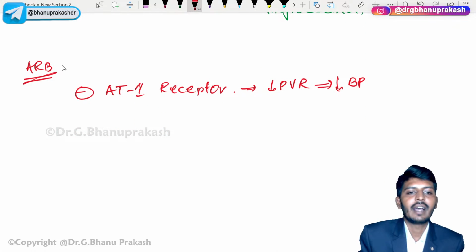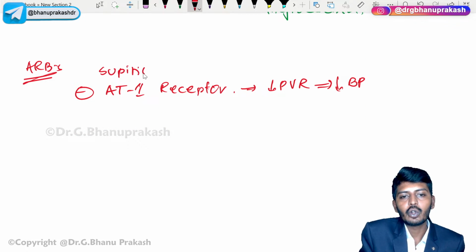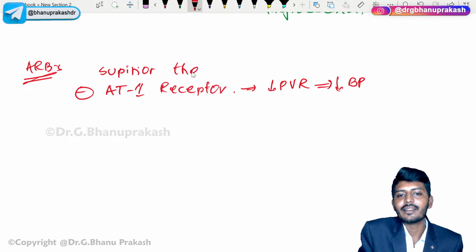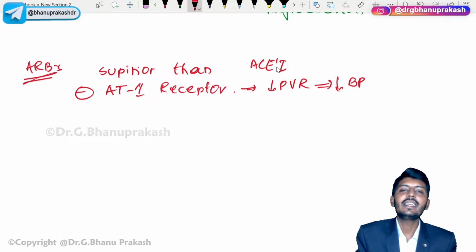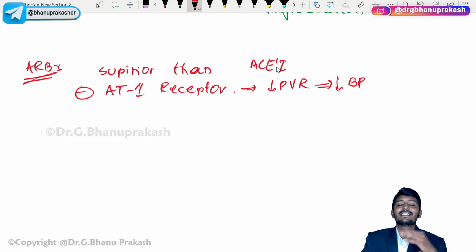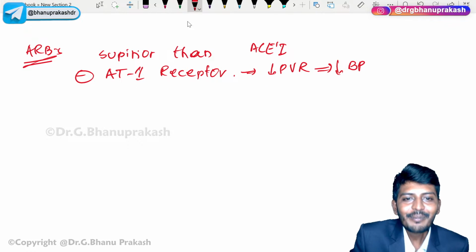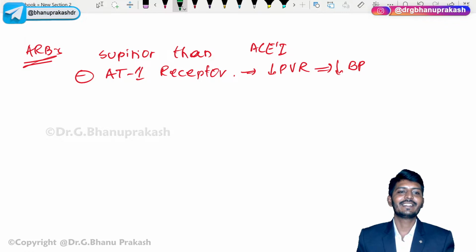So ARBs are superior to whom? Superior to your ACE inhibitor, because ACE inhibitor can cause side effects such as your very important dry cough and also angioedema. So this is about your ARBs.